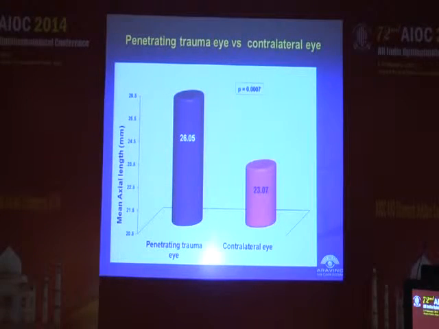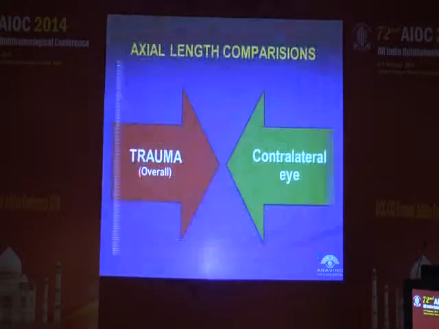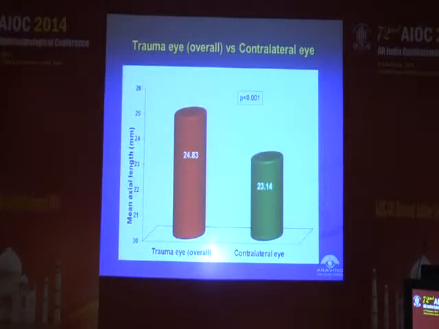Mean axial length in penetrating trauma was around 26.5 mm as compared to 23.07 mm in the fellow eye, and the difference was statistically significant. Mean axial length in the blunt trauma group was 23.6 mm as compared to 23.22 mm in the contralateral eye. Though the difference was less, it was also statistically significant. Mean axial length in the overall trauma group was around 24.83 mm, as compared to 23.14 mm in the fellow eye, and it was statistically significant.